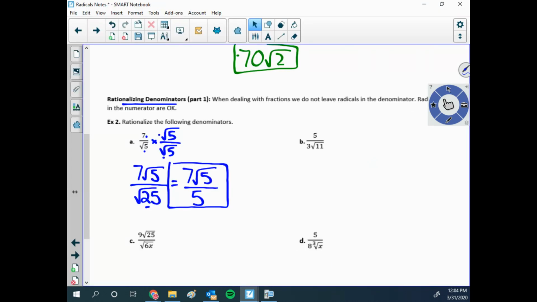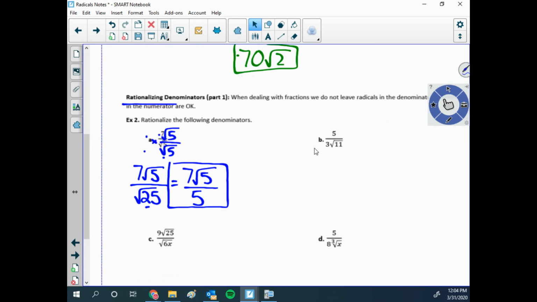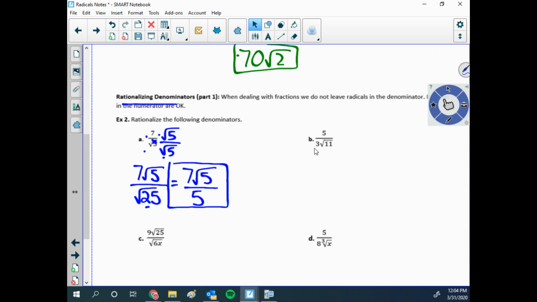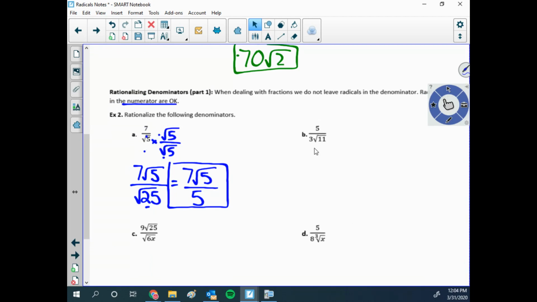All right. Let's take a look at B. So 5 over 3 square root 11. So I want to rationalize the denominator.